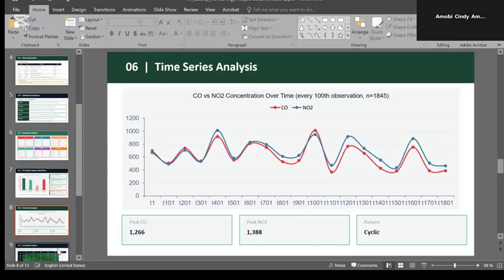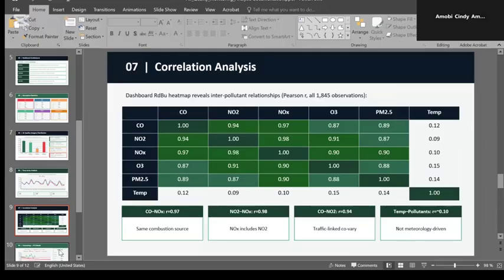Now, onto the correlation analysis. The correlation heat map is where the combustion story becomes clear. Nitrogen dioxide and nitrogen oxide correlate at 0.98, which is expected, since nitrogen oxide is essentially the total oxide family that includes nitrogen dioxide. Carbon monoxide and nitrogen oxide sit at 0.97, and carbon monoxide and nitrogen dioxide at 0.94. These three move together because they share the same source, which is traffic and combustion emissions.